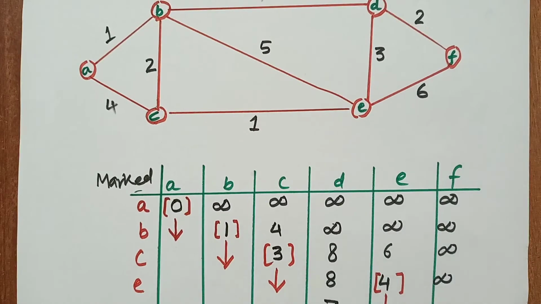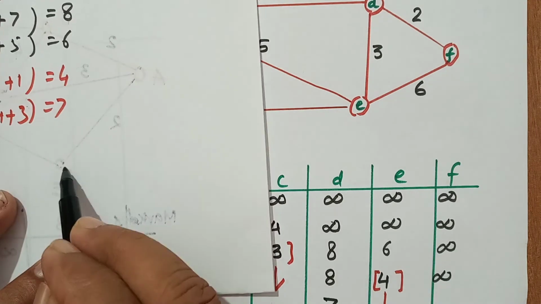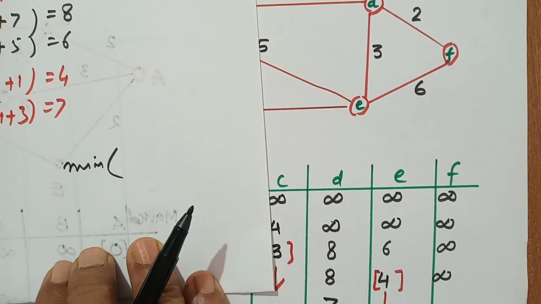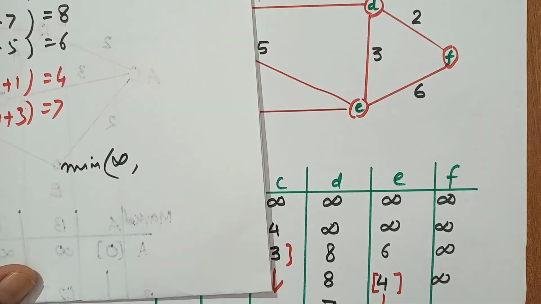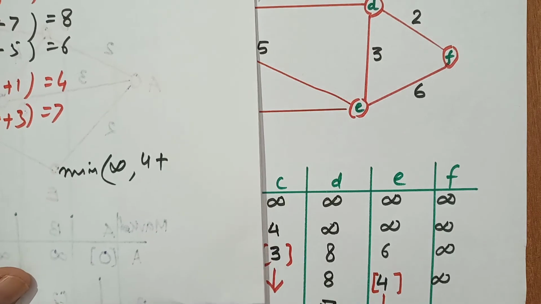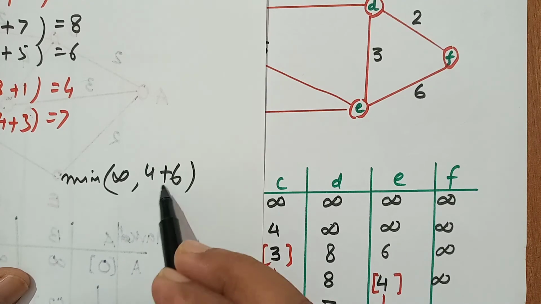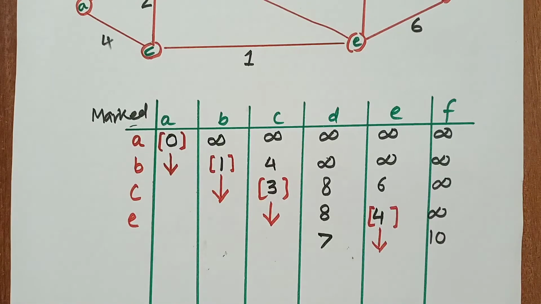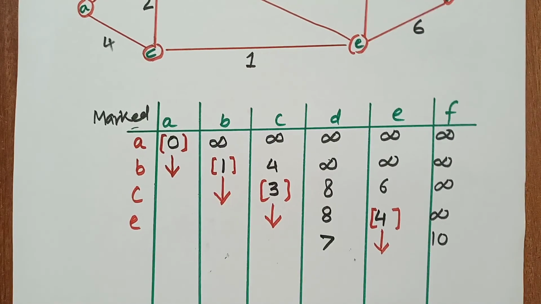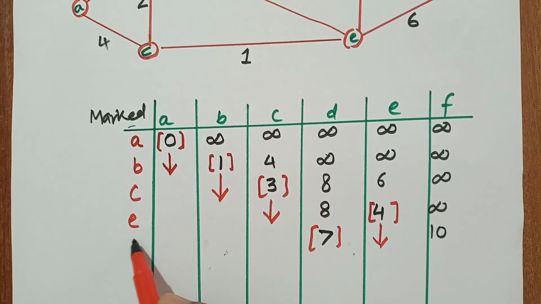Now E to F. So again we will use formula. What is formula? Formula is minimum of old destination of F. So infinity, marked value 4. What is the weight? Weight is 6. So 4 plus 6, 10. Infinite, 10 is equal to infinite, 10. Okay, so this will be 10. Now you see 7 and 10. What is minimum? So minimum is 7. So we will mark 7. Okay, and vertex is D. So we will write here D.